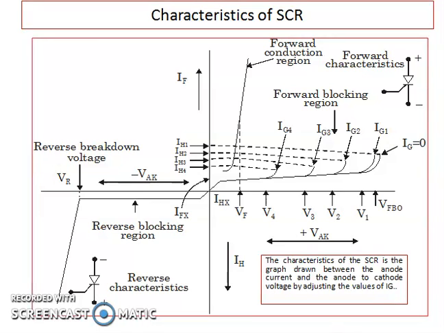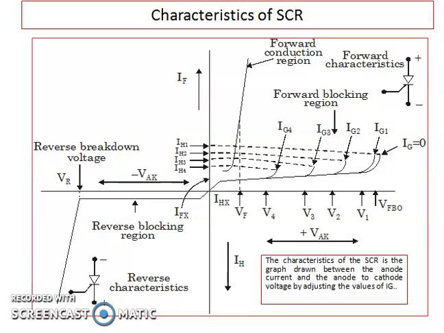The only way, or one of the ways, to switch off the SCR is to reduce this current in the forward conduction region to a value below the holding current. So by making the current go below the holding current, we are able to switch off the device.